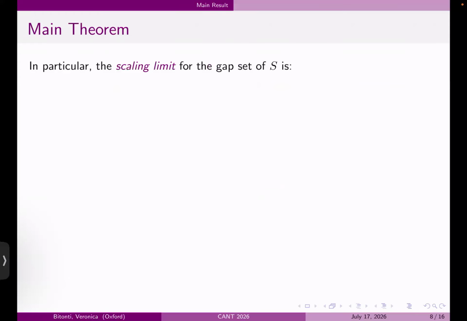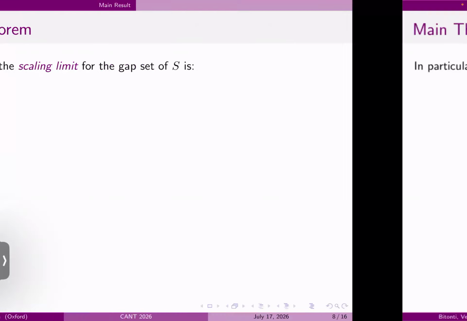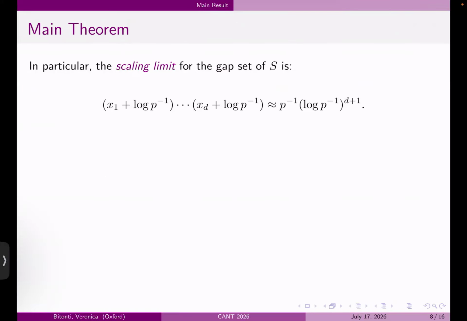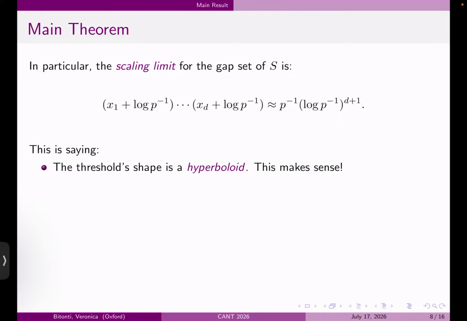And this is exactly what we were able to do with Noah, because in particular, we were able to show how the scaling limit for this gap set has exactly this shape. So what is the scaling limit? It is this curve, which in our case is of this form, that basically describes a region of our plane where there are not many points of S, and the corresponding region above that curve that instead has many points of it. And I think what we would like to note about the scaling limit is that this threshold shape is a hyperboloid.